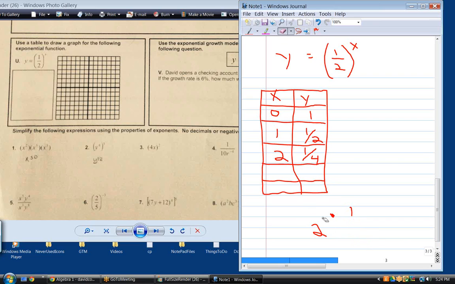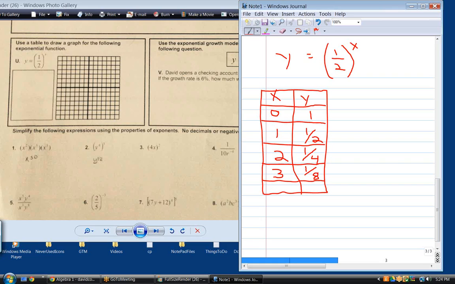How about 3? When x is 3. 1/9. 1/2 times 1/2 times 1/2. 2 times 2 times 2 is what? Oh, 1/8. Okay. And we can see that as x goes up, y goes down.